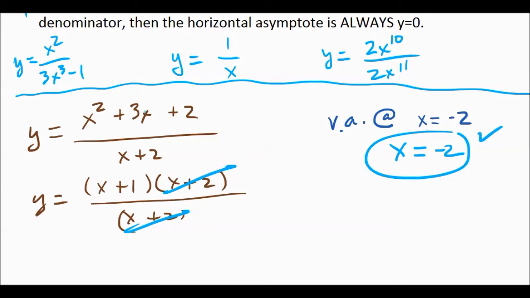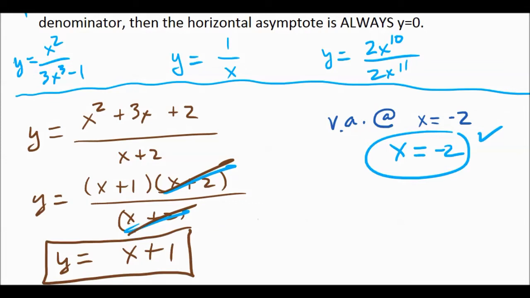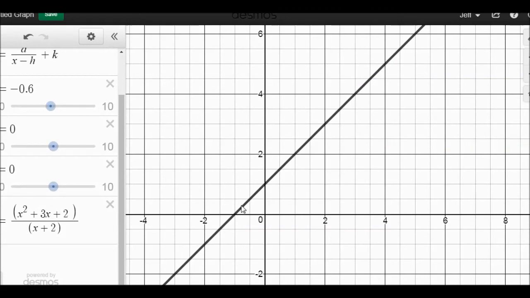But does it mean there's a vertical asymptote? No. If you can simplify the rational function and you can divide out common factors like this, and so there ends up to be nothing, look what happens. Y equals x plus 1 is the simplified version. And so that's what the graph will look like. And that's what we see over here. See? Up 1 over 1, and going through x equals 1, y equals 1.